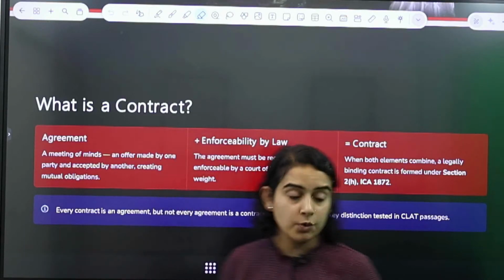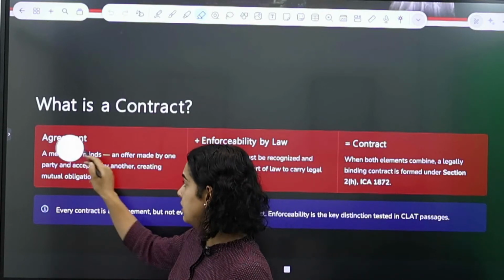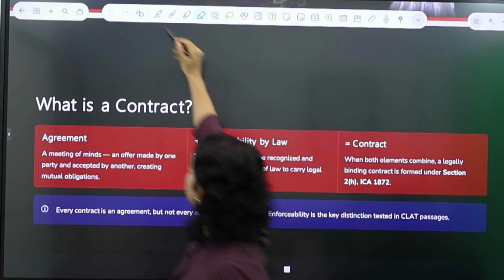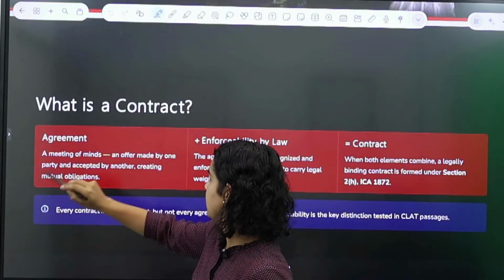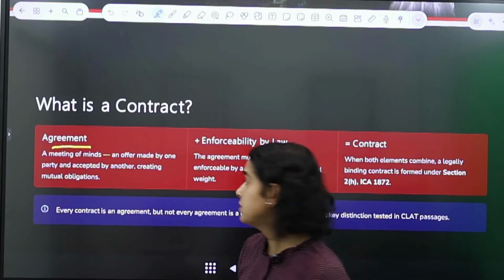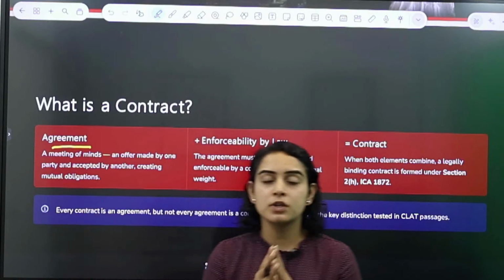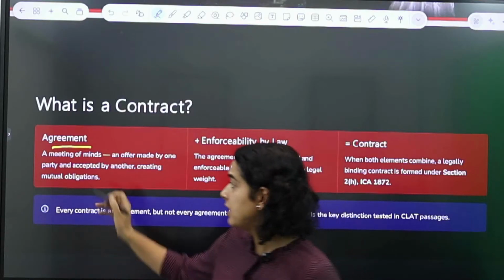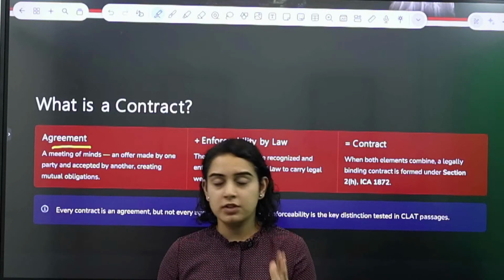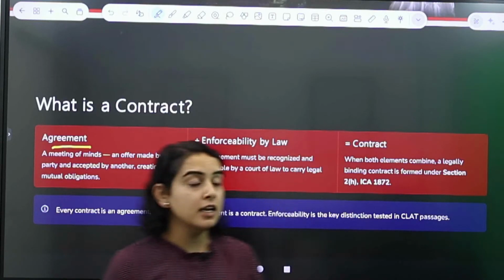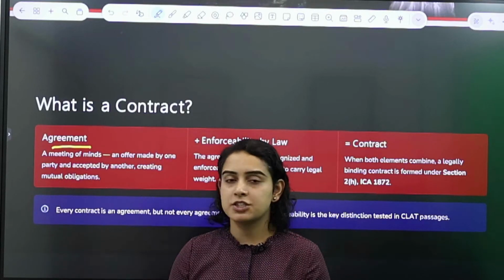All right. So now, first things first, what is a contract? A contract is an agreement. What is an agreement? An agreement is where two people agree to do a certain thing, where there is a meeting of minds. Meeting of minds here means that one person has made an offer, the other person has accepted it, and when consideration is added to it, offer plus acceptance plus consideration makes an agreement.